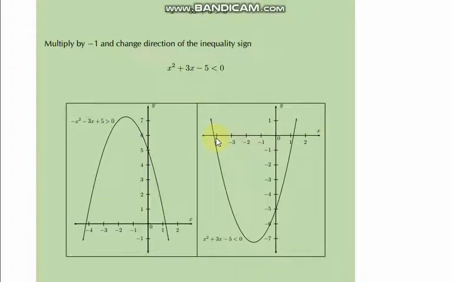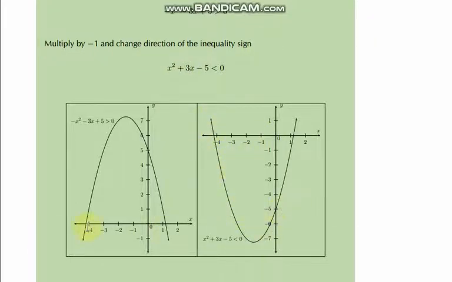You'd have to change the sign of the inequality, right? So minus x squared minus 3x plus 5 is greater than 0. When you're looking at this function and where it's greater than 0, this is where it's greater than 0, from this point all the way to that point. Now when you choose to multiply that by a negative, which is what we did here, you get this function, right?